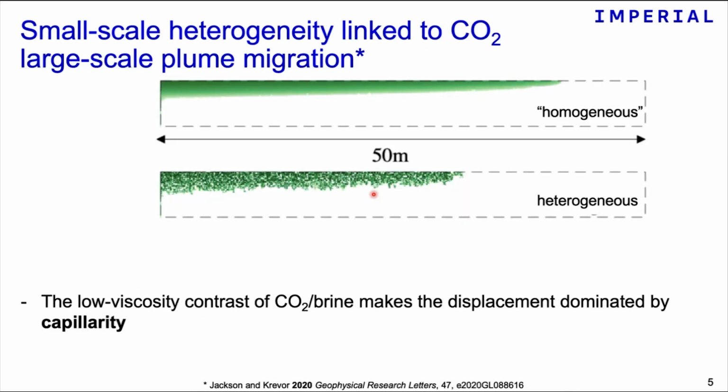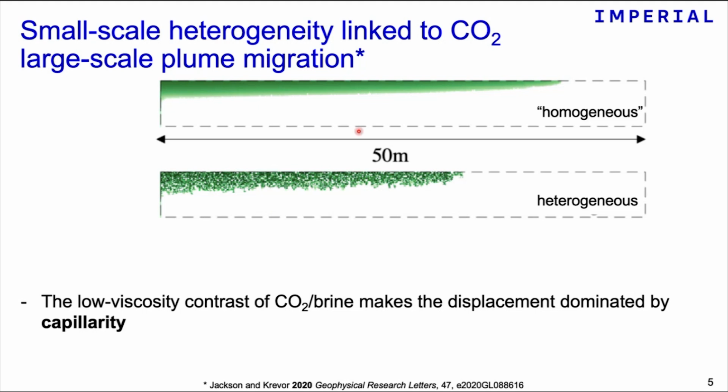So one key aspect that is specific to the CO2-brine system when considering two-phase flow processes is that the low viscosity contrast between the CO2 and the brine makes the displacement dominated by capillary forces. And so the practical implication of that is that the resulting pattern of migration might be very different than the one shown in the cartoon that I just discussed in the previous slide.